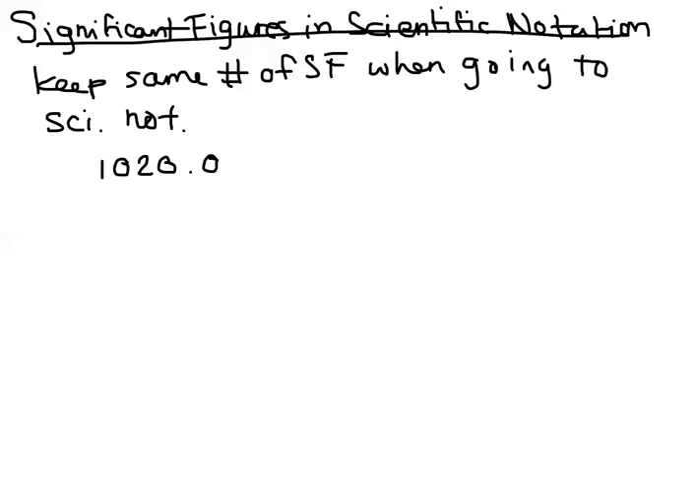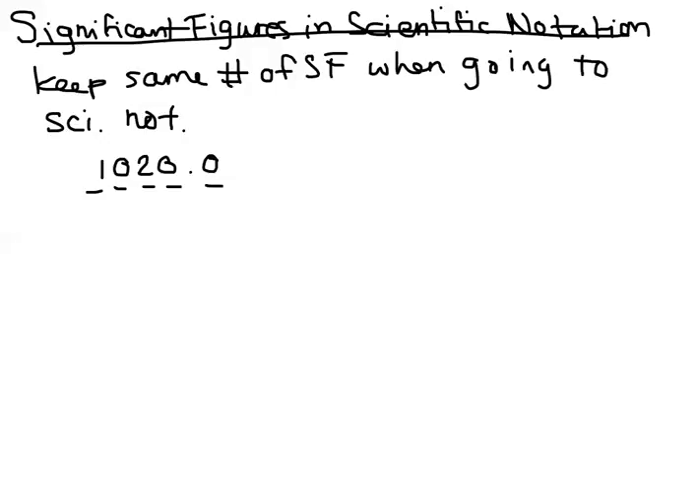Yeah, because it's a decimal. So we have 2 non-zeros, which always count. We have 1 zero between the non-zeros, which always count. And the trailing zeros are significant because there is a decimal present in that number. That means each one of these is significant. And so when we turn this into scientific notation, it will have to be 5 significant figures.